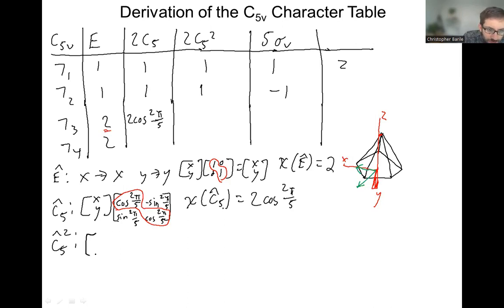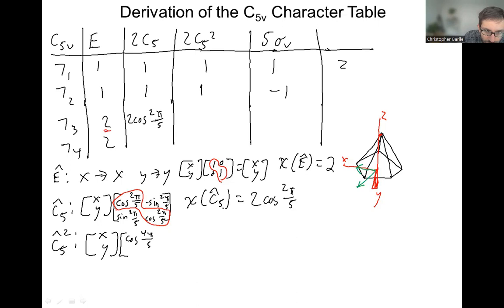It's going to look quite similar. Now we're doing a 72-degree rotation. Sorry, I think I said 144, but 2 pi over 5, in radians, is equal to 72 degrees. Here, though, we have to do 2 times that, so it's going to be 4 pi over 5 that we're rotating. That's 144 degrees in radians.